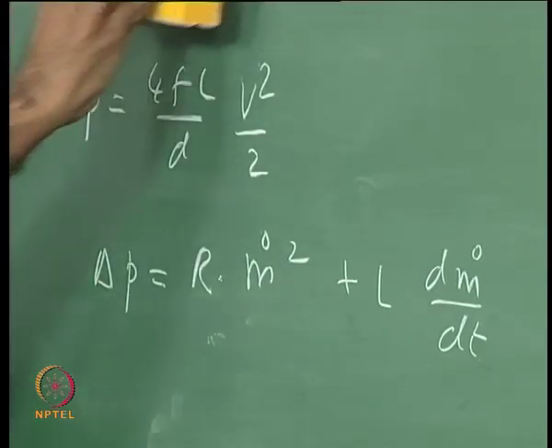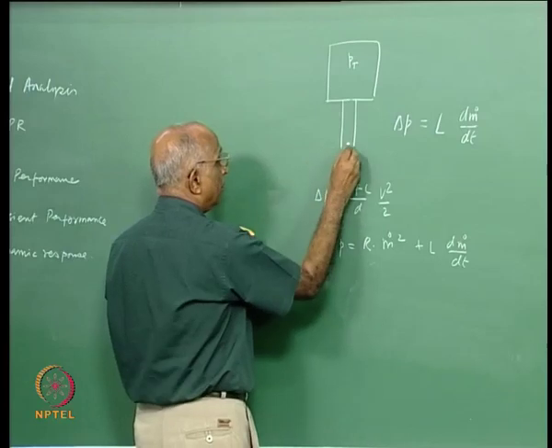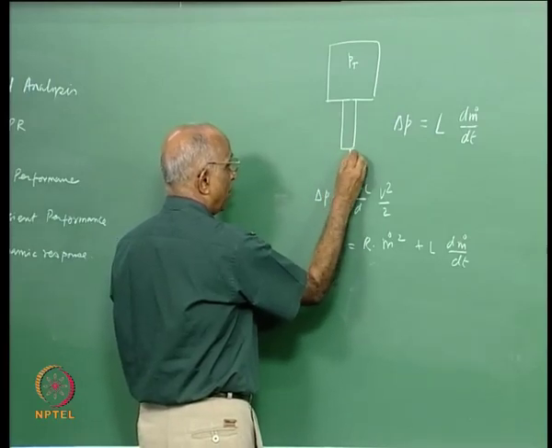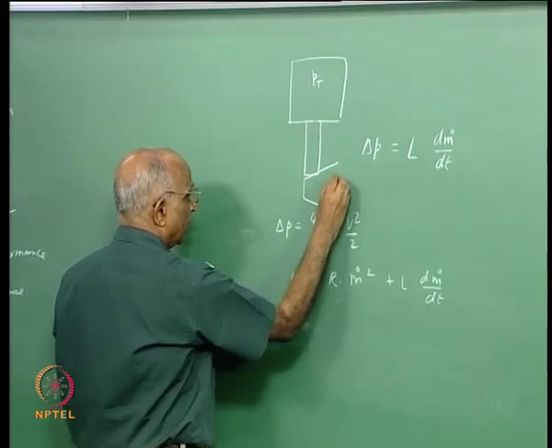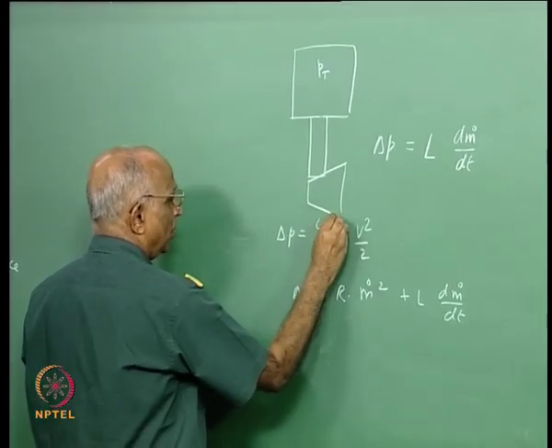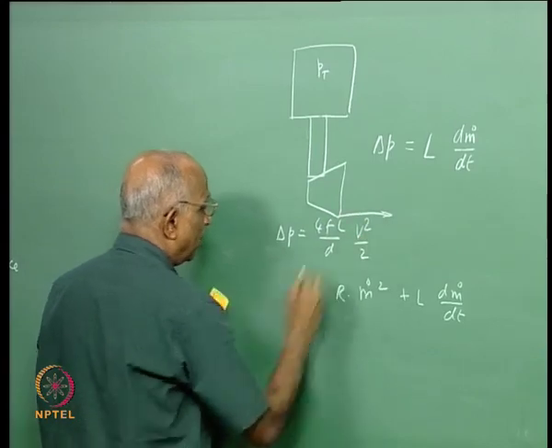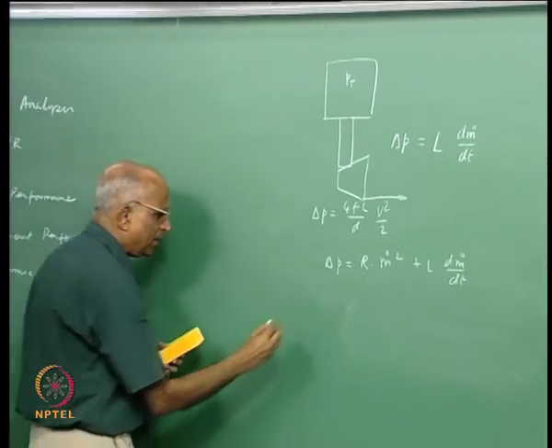How do I get the pressure rise in a pump? Let us say this feeds into a pump, and what does the pump do? It increases the pressure from a small value to a larger value, and here you get the outlet. And how do you get the pressure in a pump?